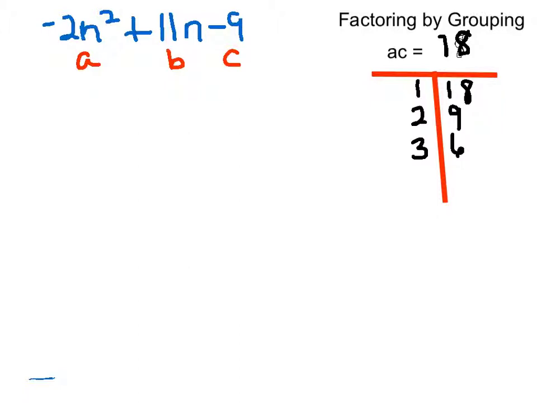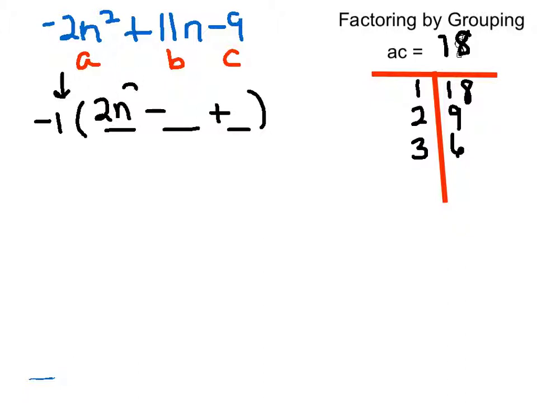Okay, so when we're doing the grouping, we're going to bring down our A term. Well, first, before we start, I almost forgot, we need to pull out that -1. So -1 comes out. And remember, when you pull out a -1, it changes all those signs in the middle. So then I'm going to have a 2n squared, and it's going to become positive. My 11n is now minus 11n, and my -9 is now plus 9.